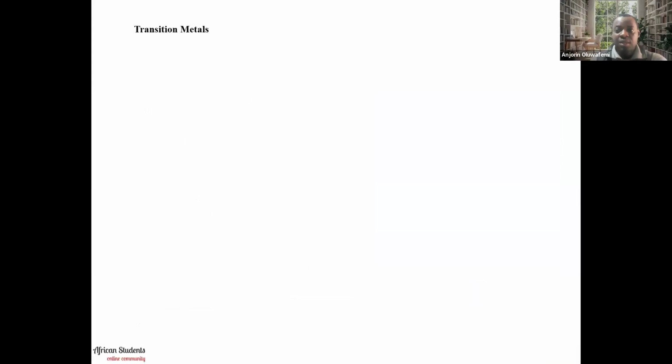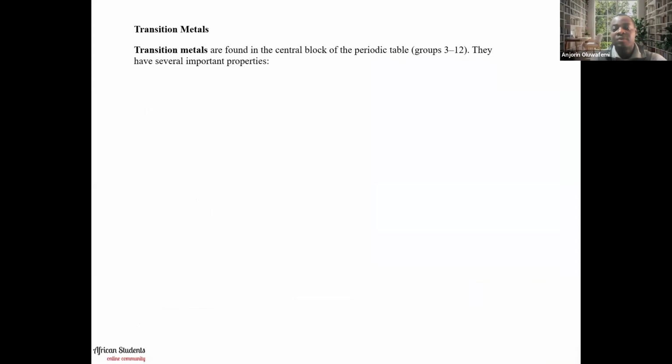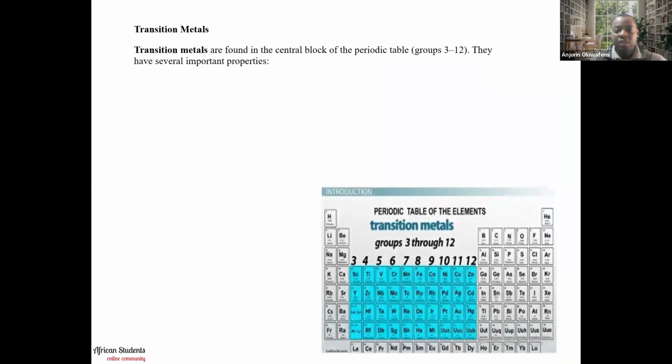All right, let's move on and talk about transition metals. They are also a kind of metal. We have the alkali metals in group 1, the alkaline earth metals in group 2, then we have the transition metals in the middle. Transition metals are found in the central block of the periodic table, that is group 3 to group 12. They have several important properties. You can see them smack in the middle of the periodic table. These are the first row transition elements, the second row transition elements, and so forth.